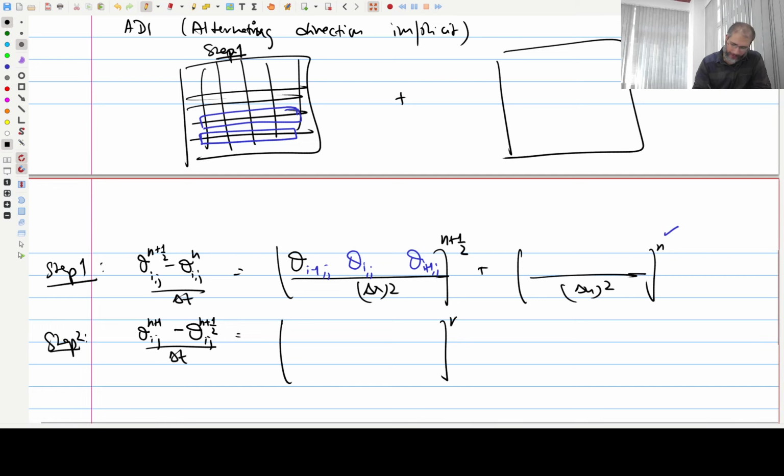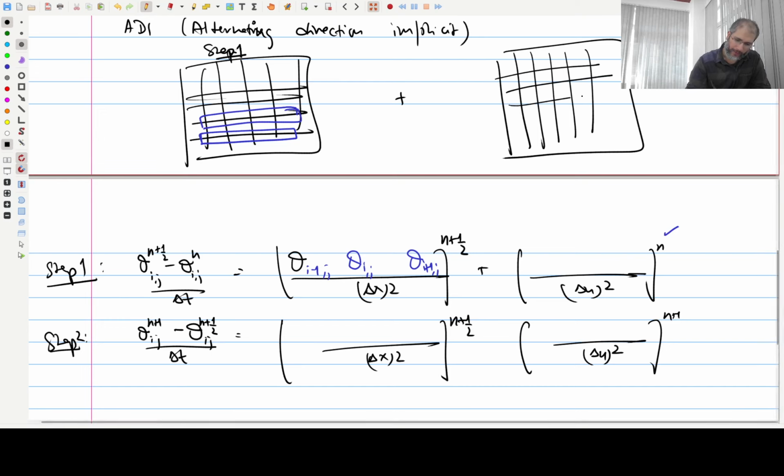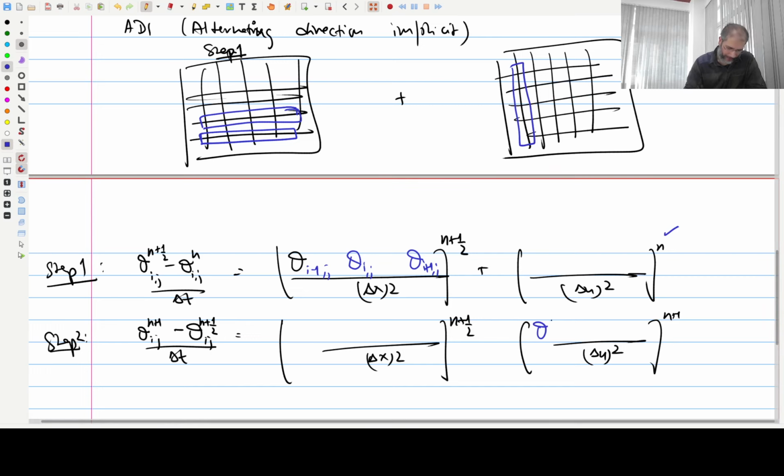And the first part is at n plus half, and the second part is at n plus 1. Now n plus half is already calculated for all the points. So what happens is, it's as if you are solving a TDMA for vertical lines now, because the unknowns are theta n plus 1 ij, and you have I comma j minus 1 here, and you have I comma j plus 1, and you have an ij here, all at n plus 1. So the unknowns are in the y direction.